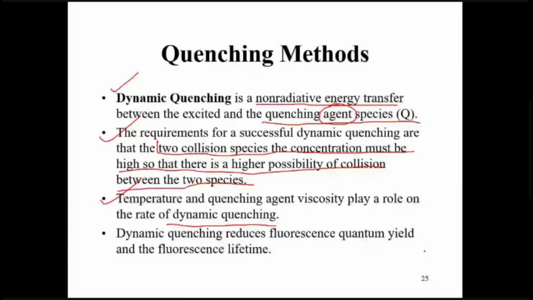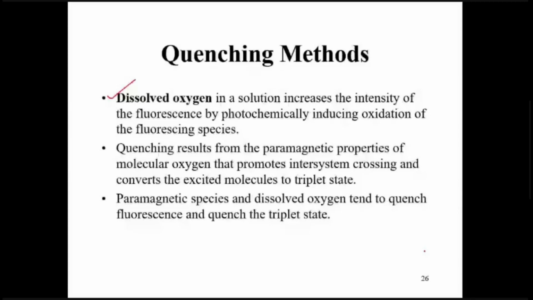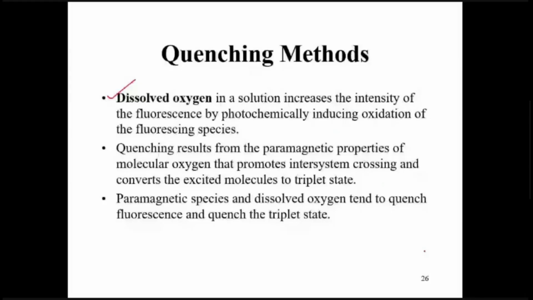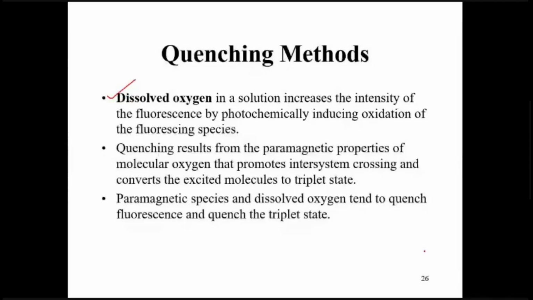Next point is more of a reason. So it is dissolved oxygen. Dissolved oxygen in solution decreases the intensity of fluorescence by photochemically inducing oxidation of the fluorescing species. So basically what is happening is it is resulting in a chemical reaction. But this is only one aspect of the scenario. There is another aspect also. Quenching results from the paramagnetic properties of molecular oxygen that promotes inter-system crossing and converts the excited molecules to the triplet state.